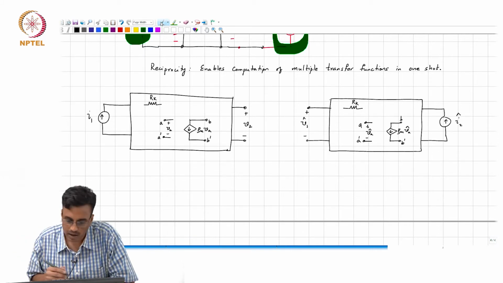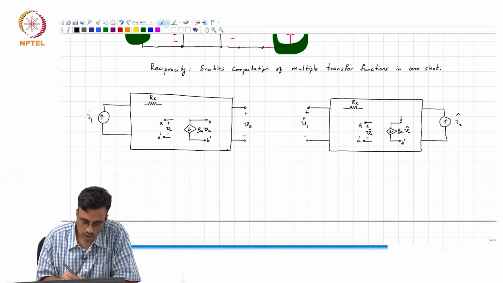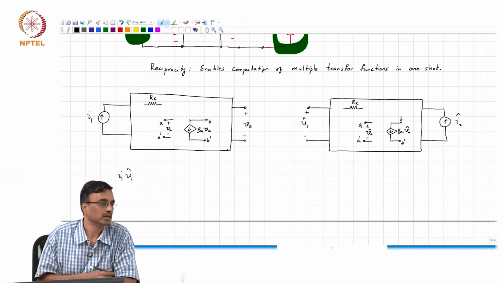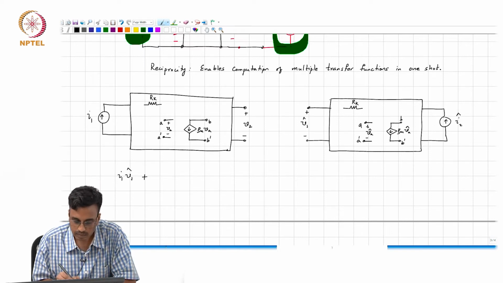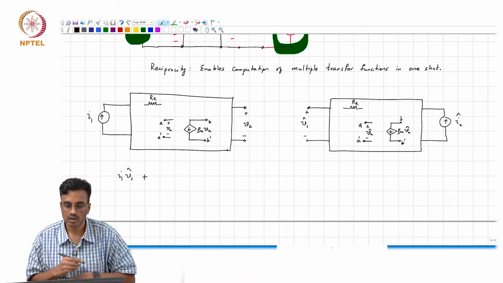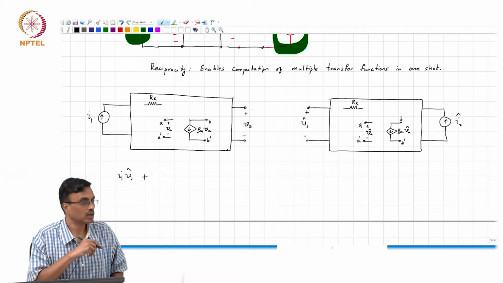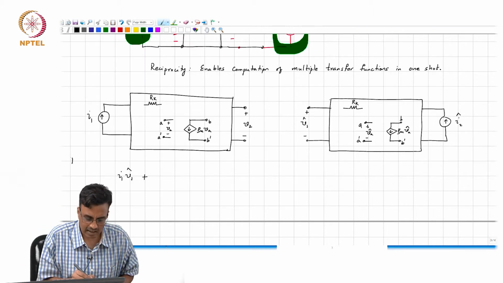All right. So now help me with this. So, I1 times V1 hat, plus I2, which is, what is I2? We are just writing Tellegen's theorem now.